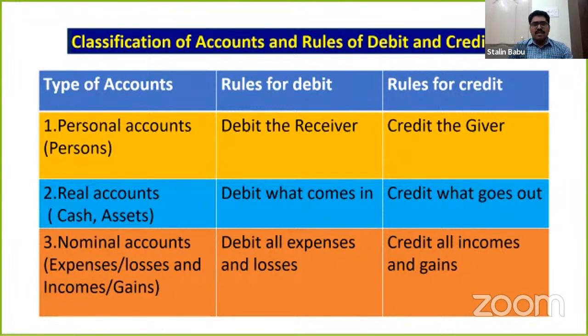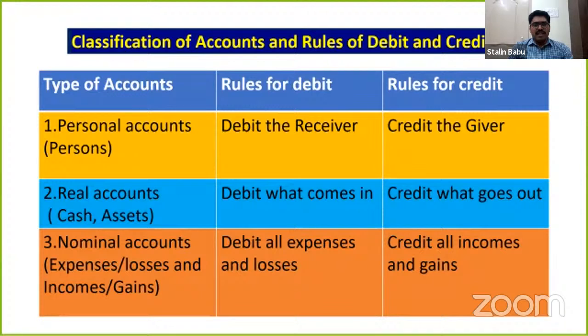Personal account. The principle of personal account is debit the receiver, credit the giver. What is the rule? Debit the receiver, credit the giver. The receiver account should be debited and the giver account should be credited. So you went to a shop and purchased a book. That means you are receiving the book. So your account is debited. The shopkeeper is giving the book. So his account is credited. So the principle of personal account is debit the receiver, credit the giver.